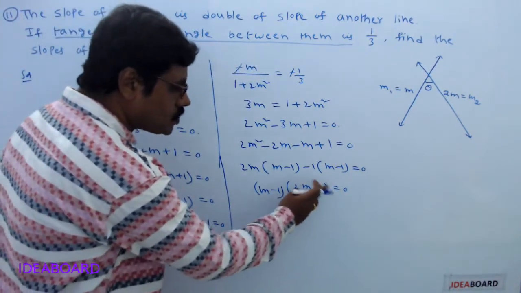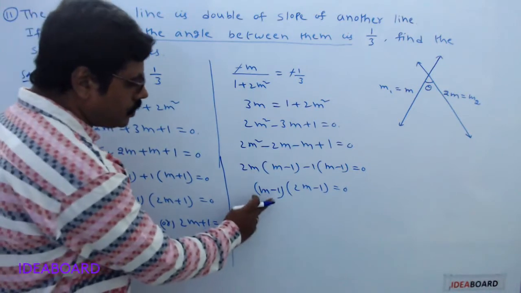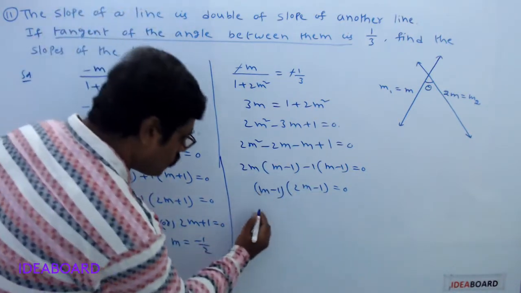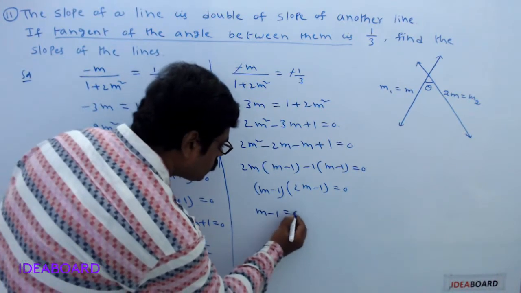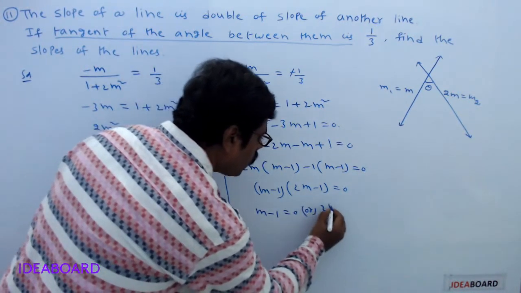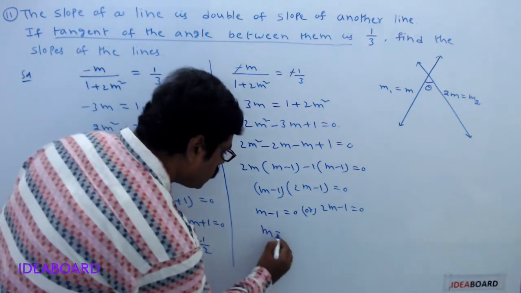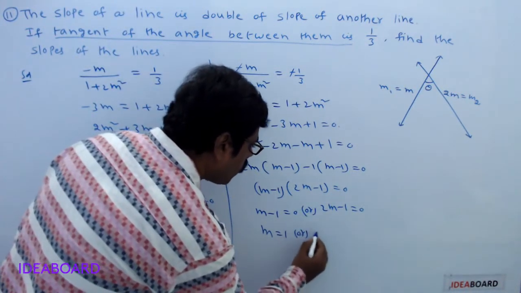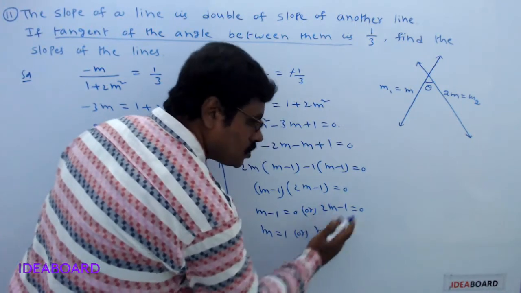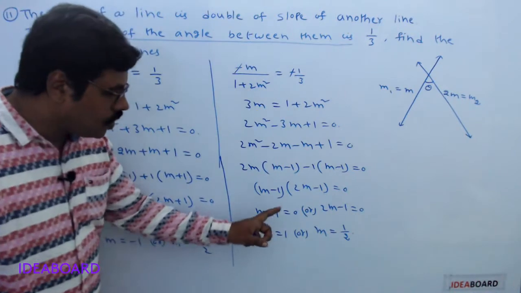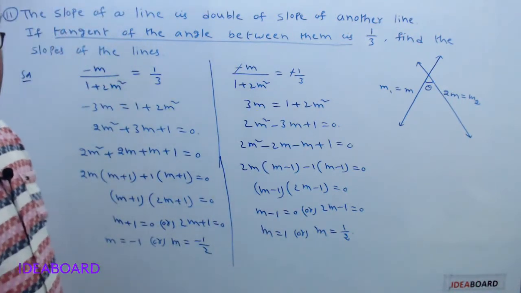Product AB equals 0 form: either A equals 0 or B equals 0. So from this, m minus 1 equals 0 or 2m minus 1 equals 0. So m equals 1 or 2m equals 1, m value half. So m value 1 or m value 1 by 2.